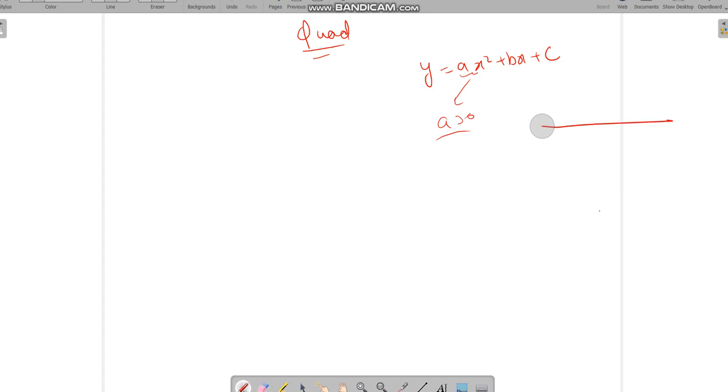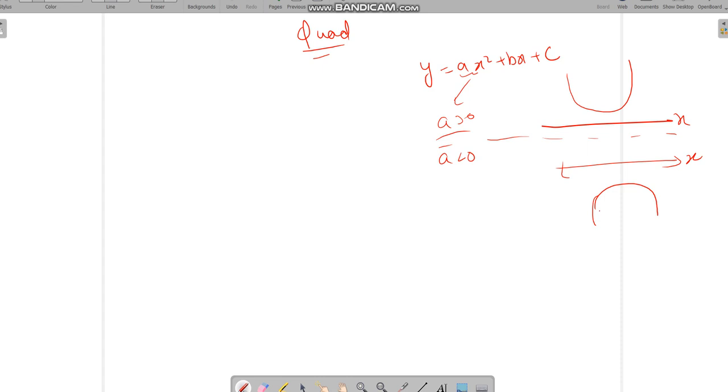upright, like this. And if a becomes negative, then the graph will be lower. This is the x-axis. This will be lower bound, it will face downwards, an inverted graph.